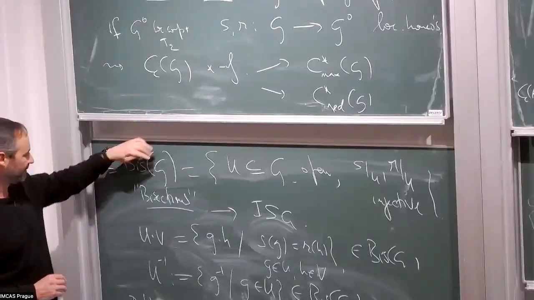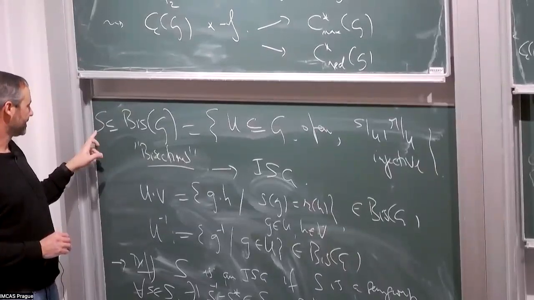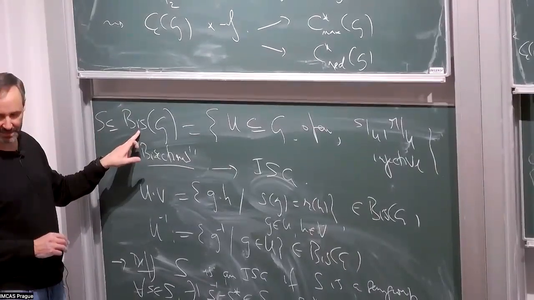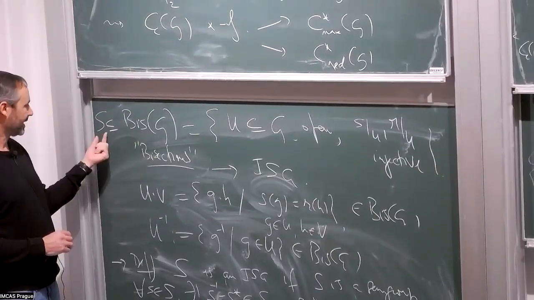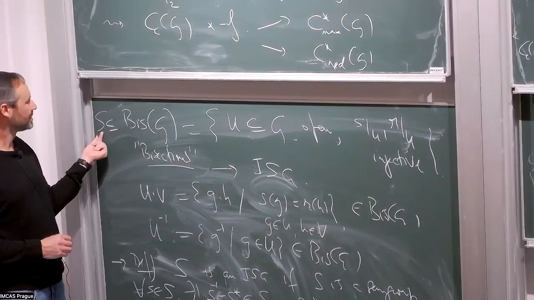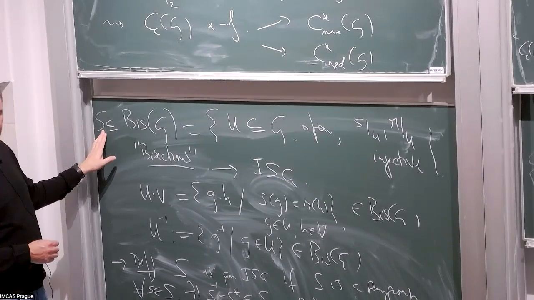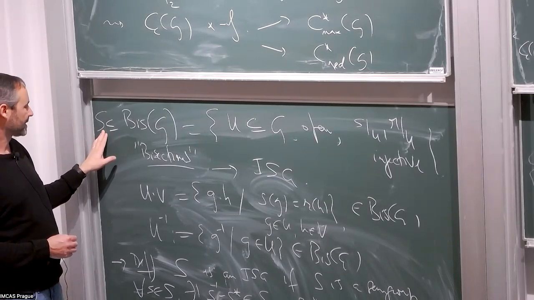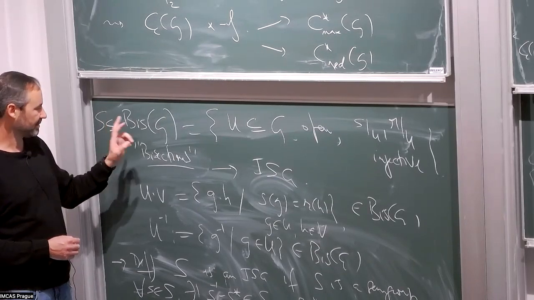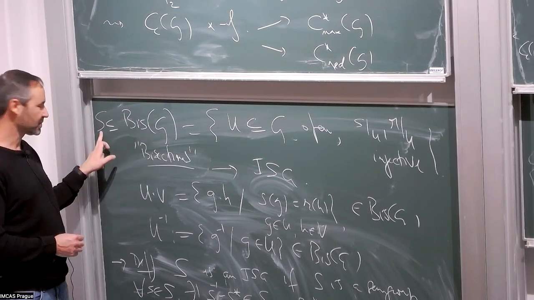So if you start with the groupoid, you can look at the bisections. This is always an inverse semigroup. You can take any sub-semigroup here, and it's again an inverse semigroup. And of course, it's possible to recover G, but not just from S.